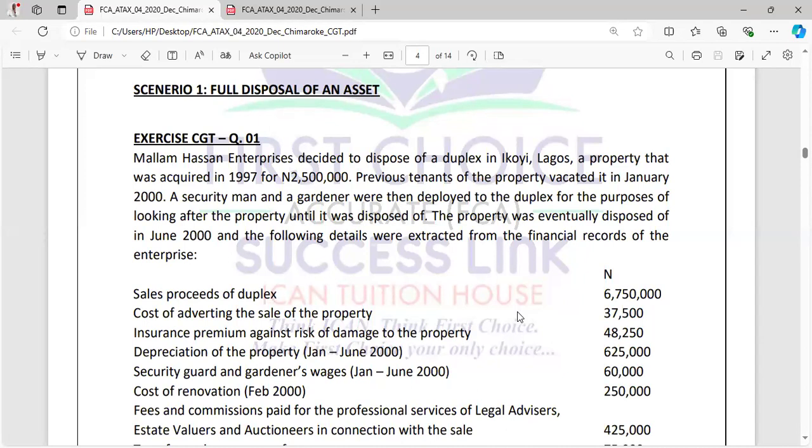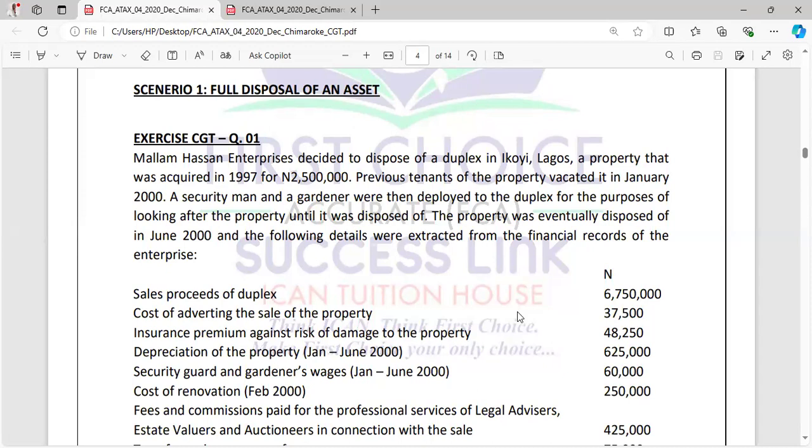Now we have the security guards and gardeners wages from when the property was vacated to when it was disposed of, January to June 2000. Now that's allowable, 60,000. We have the cost of renovation.